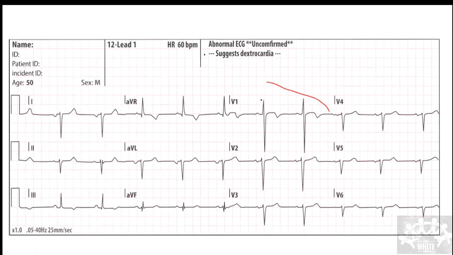Clear? Why not lead reversal? Someone asked me why not lead reversal. You tell me why not lead reversal. So that is why I told you this concept. So what happens to the R wave progression?